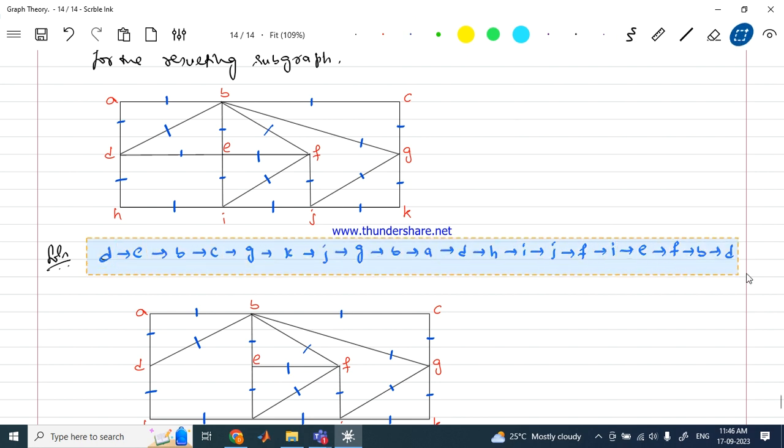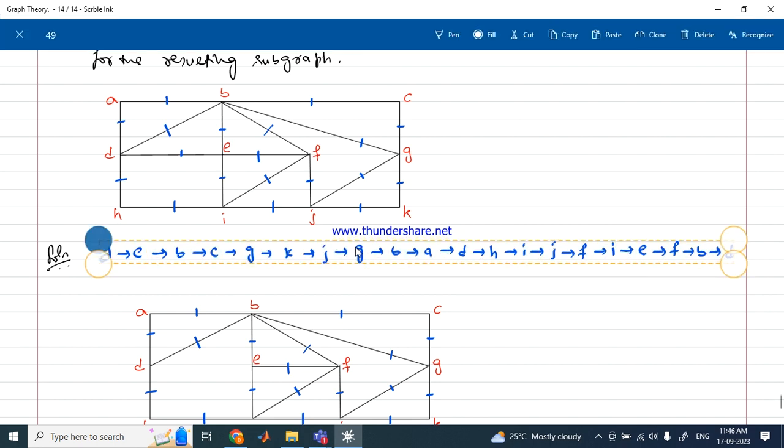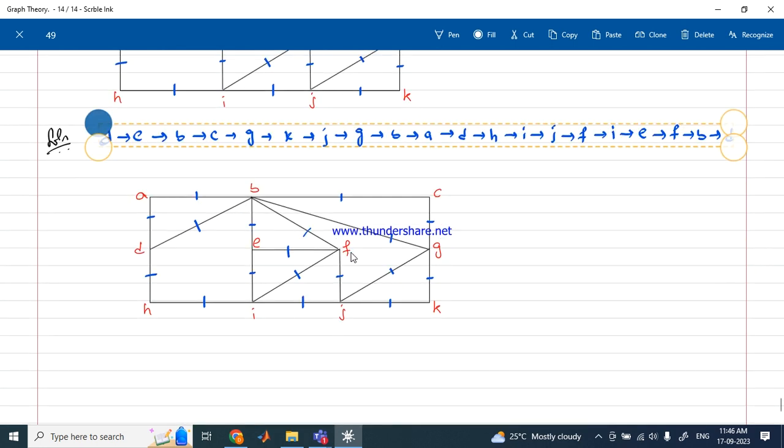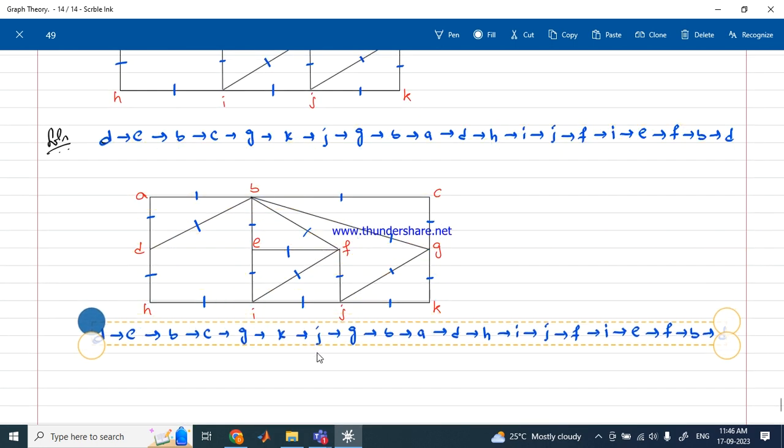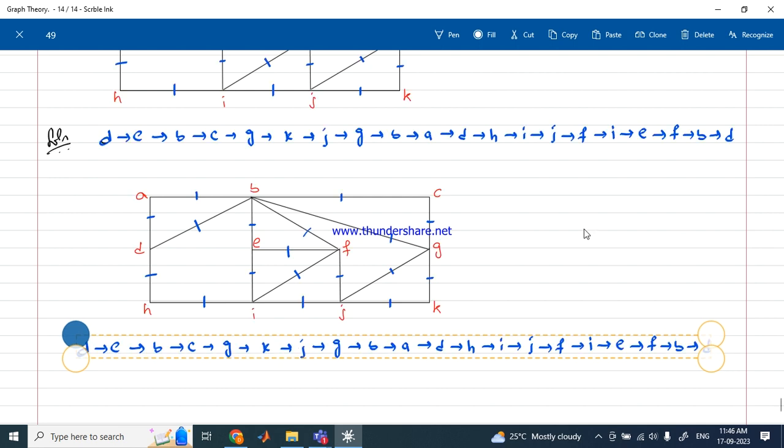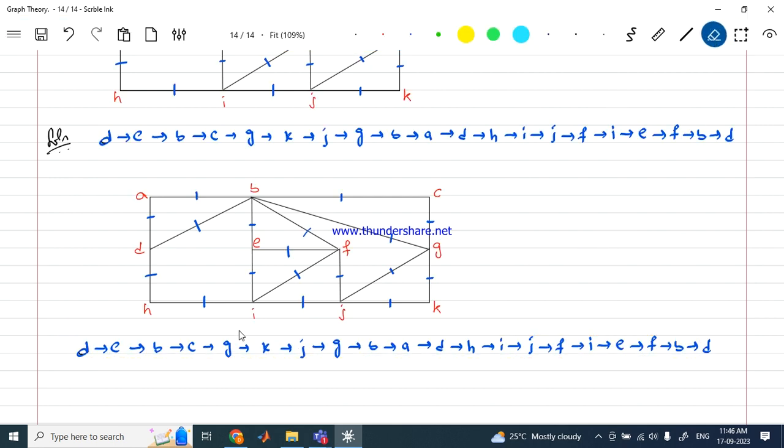I already have the answer here. I found this answer in such a way that I did not start with an arbitrary vertex. I just had the intention of finding the answer for the second question as well. I started by moving on this DE. If I remove this, note that this trail started with E and ended with D. So this is the answer for the second question.